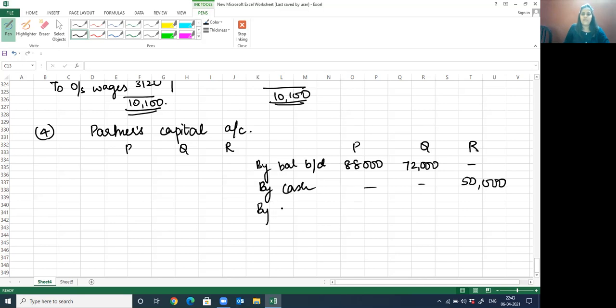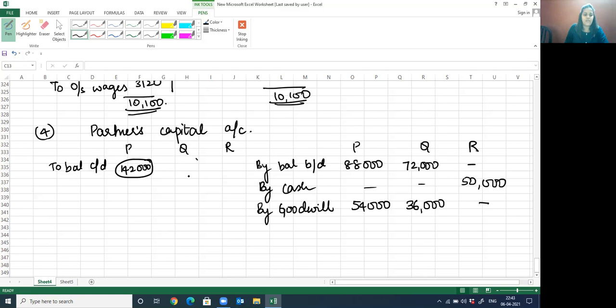Now goodwill will only belong to old partners in sacrificing ratio. So 90,000 to be distributed in the ratio 3:2. 54,000 and 36,000. Okay, that's it. So no further adjustment, no revaluation, no reserves, anything, nothing at all. So we'll do to balance carried down. Here you should get 1,42,000. Here you should get 1,08,000. And here the total will be 50,000.